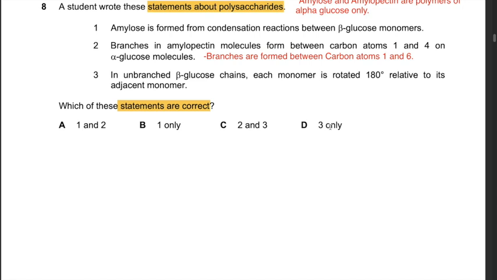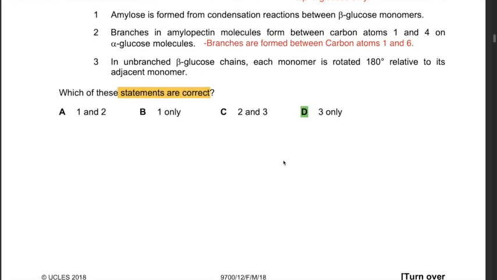Let's look at statement 2. Branches are formed between carbon atoms 1 and 4 on alpha-glucose molecules. That is incorrect because branches are formed between carbon atoms 1 and 6, not 1 and 4. Therefore, statement 2 is also incorrect, leaving us with the best possible answer being D, 3 only. And yes, in unbranched beta-glucose chains, each monomer is rotated 180 degrees relative to its adjacent monomer. If you look at cellulose, cellulose does show this key property.